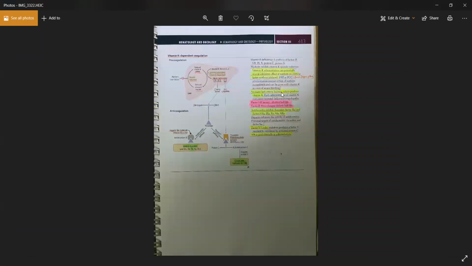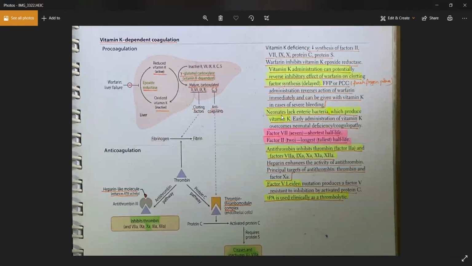Now comes the vitamin K dependent coagulation. You have the liver. In the liver, you have the synthesis of clotting factors like 2, 7, 9, 10, protein C and protein S. Whenever they are formed, they are in the immature form and they need to be matured. The carboxylation step is there to mature them, and this carboxylation step requires vitamin K.